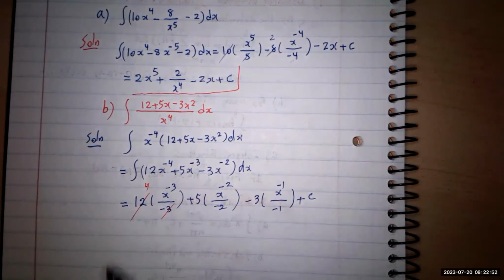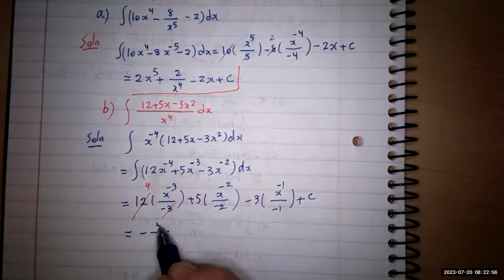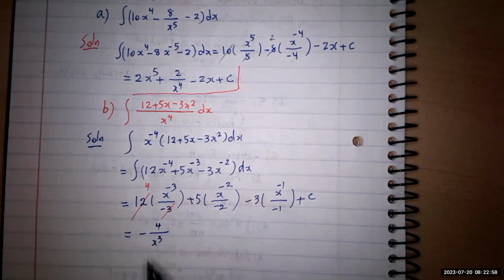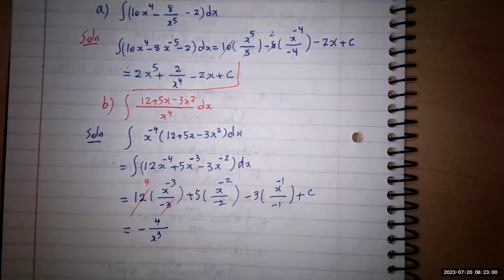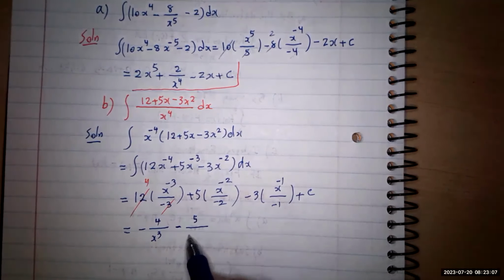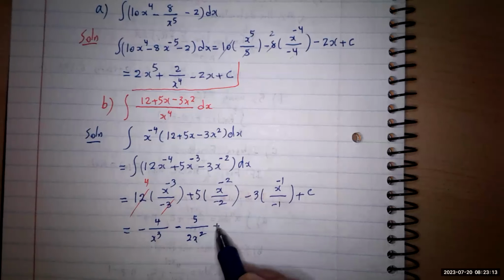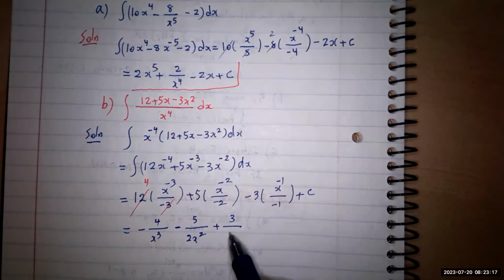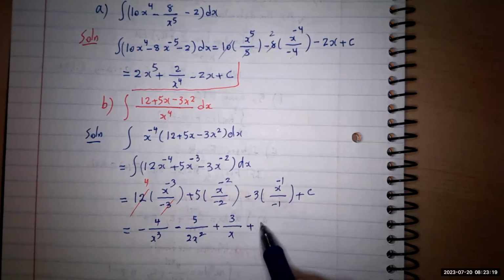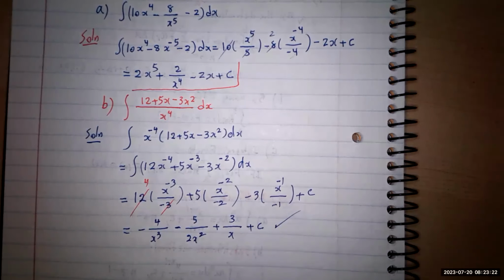So the result would be, you get a fraction bar. There is a negative sign, negative 4 on the top, x cubed on the bottom. No negative power in your answer, remember. Over here, positive negative would be negative. Get the fraction bar, 5 on the top, 2x squared, done. Next, negative, positive. Positive, get the fraction bar, 3 on the top, x to the negative 1 down, x, plus the constant c, and you're done.